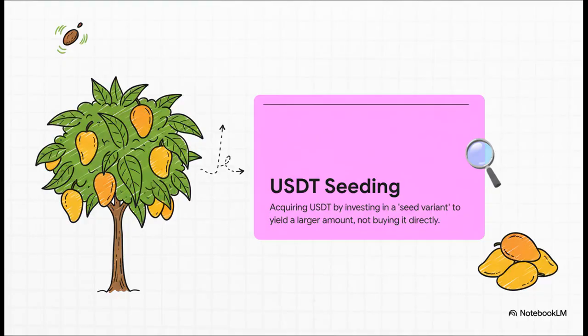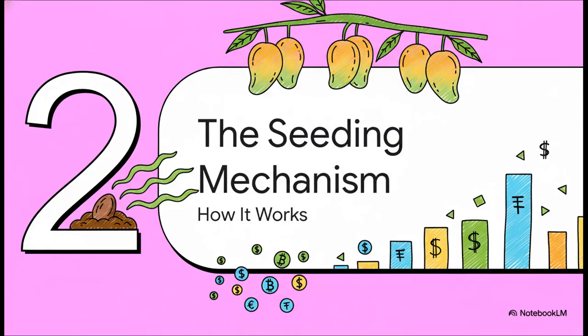Okay, so here's the official definition. At its heart, USDT seeding is this process where, instead of buying your standard USDT, you invest in what's called a seed variant. And the whole goal, the whole point, is to use that seed to end up with a much larger amount of the mainstream USDT. So that's the big idea.